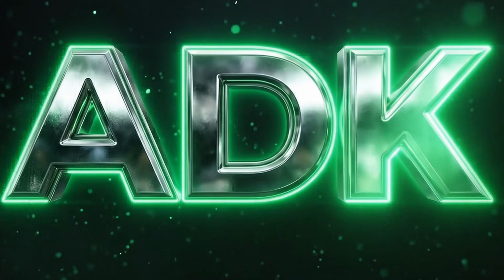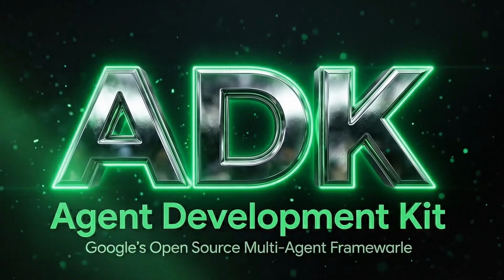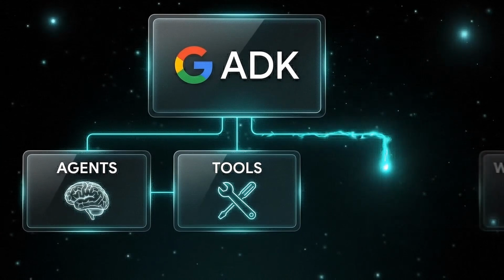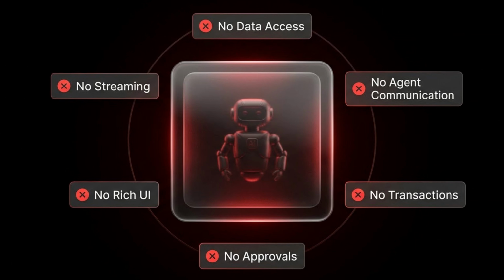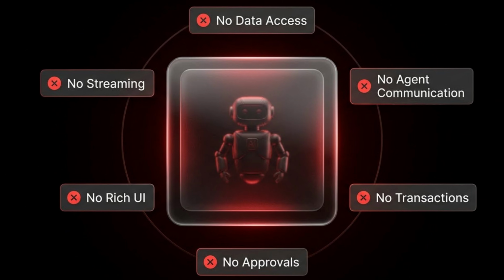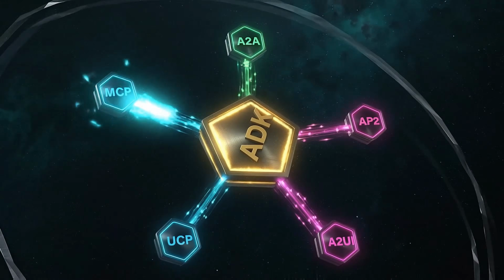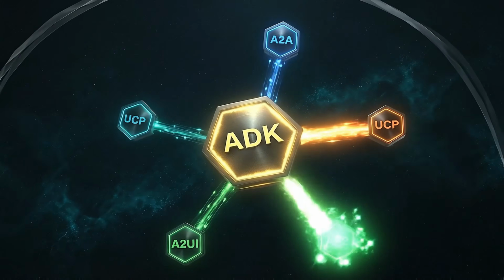Now, let's start with ADK, which is Agent Development Kit. This is Google's open source framework for actually building multi-agent systems. You define your agents, your tools, your workflows, all in one code. But an agent by itself can only do so much, right? It needs to connect to data, talk to other agents, do transactions, get approvals, sometimes show real UIs. That's where the 6 protocols come in. Each one gives your ADK agent a new capability.